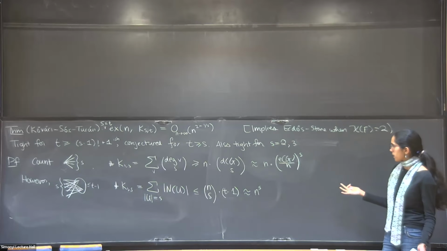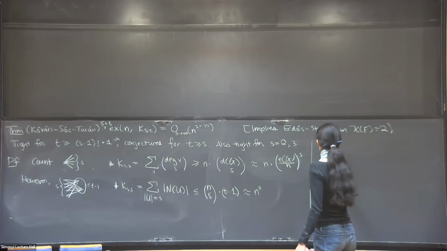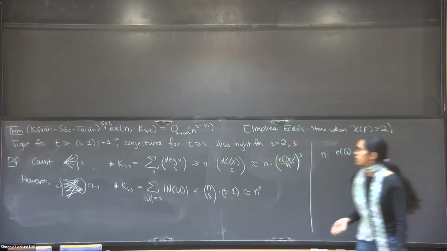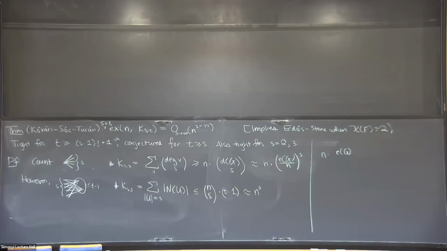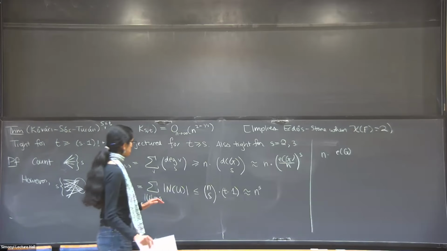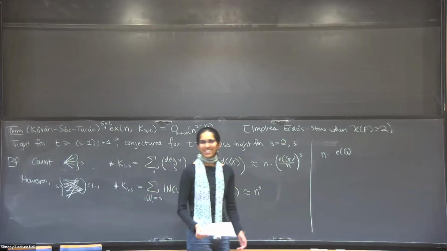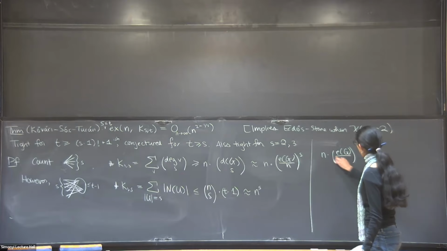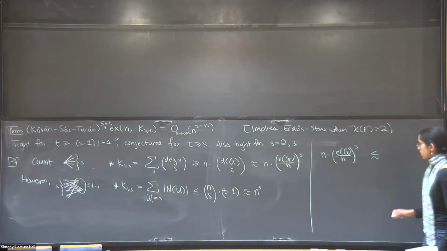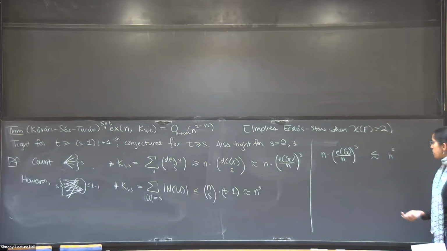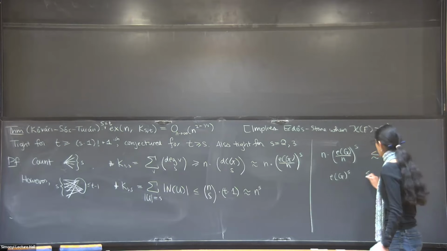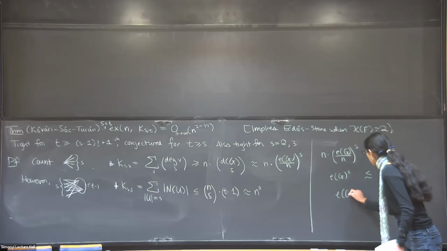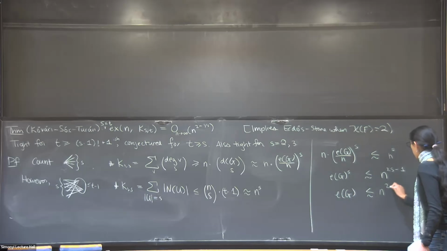So if we combine these two bounds, what we get is that E is the number of edges. Oh, okay. Sorry, maybe I should put that on the definition slide. Yeah, no, it's fine. Sorry, I should have said that several proofs ago. So n times E of G over n to the S is asymptotically less than or equal to n to the S. And if you rearrange, you get that E of G to the S is at most n to the 2S minus 1. Or the number of edges is asymptotically less than n to the 2 minus whatever else.